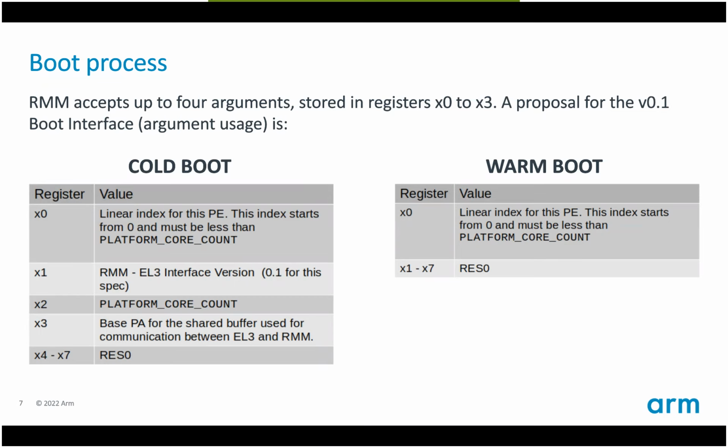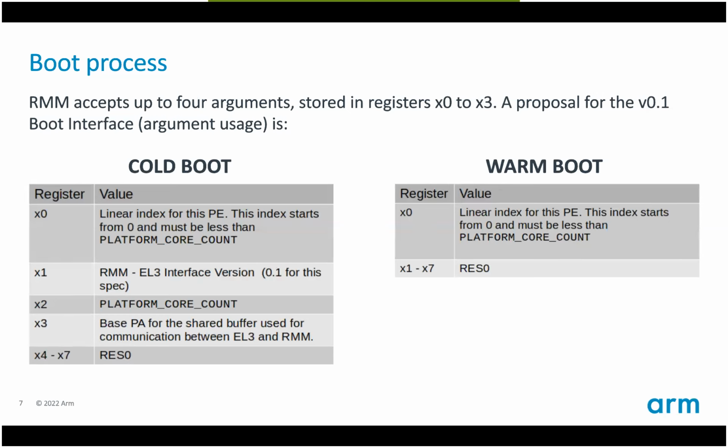Right, but isn't there a dependency now? Because RMM depends on root to calculate this index. Yes, there is, maybe. That's a dependency, and it's part of the RMM-EL3 spec. It's a dependency being placed on EL3, that as part of entering RMM, you have to provide a sequential linear index that is unique for this PE.